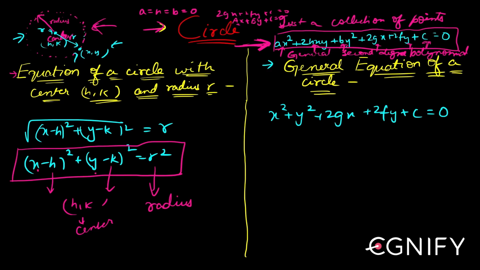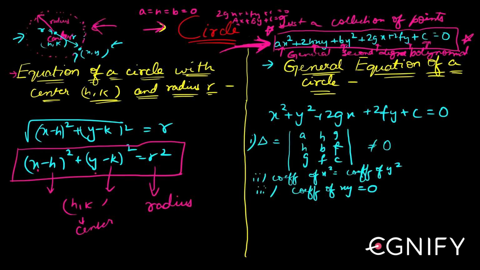So let's see, when will this general second degree polynomial, remember this polynomial, it is extremely important, act as a circle, or when will it represent a circle? That is the question. To represent a circle, what are the conditions? Let's see the conditions on this particular general second degree equation. So here are your conditions. The first condition is this delta should not be 0. In fact, this delta will be 0 only in case of a pair of straight lines. So if your general second degree polynomial represents a pair of straight lines, only then this quantity will be 0.